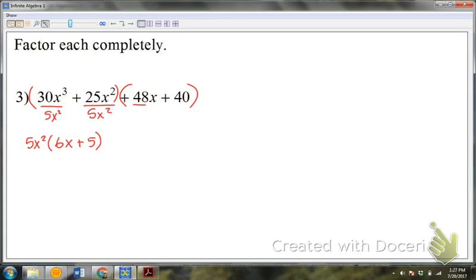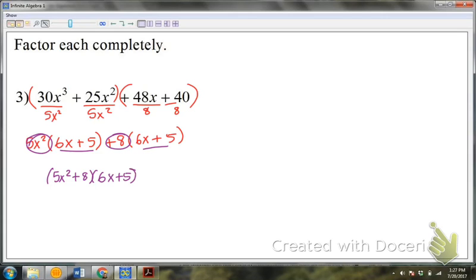Okay, what are we going to pull out of the second group? Mitchell? 8. Okay. What does that leave us with, Mitchell? 6x plus 5. Okay. Now we have the same thing in parentheses. Who wants to take me to the next step? Leanna? Now you want to take your 5x squared plus 8 in parentheses, and then combine your 6x plus 5 and put it. Perfect. We getting the hang of this?